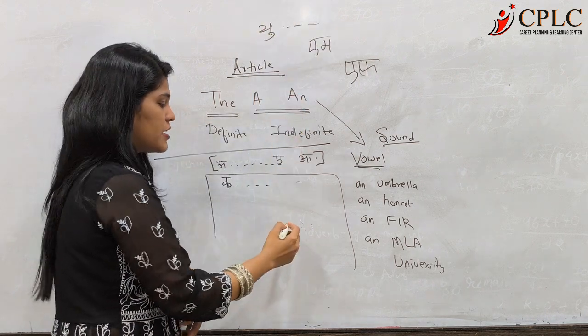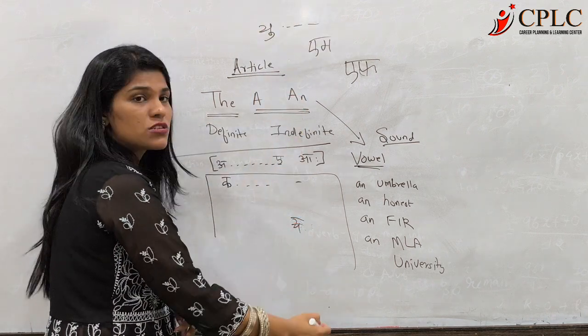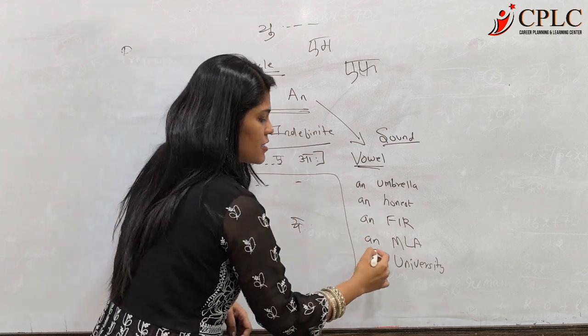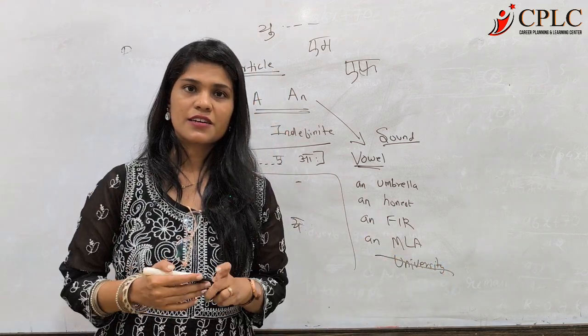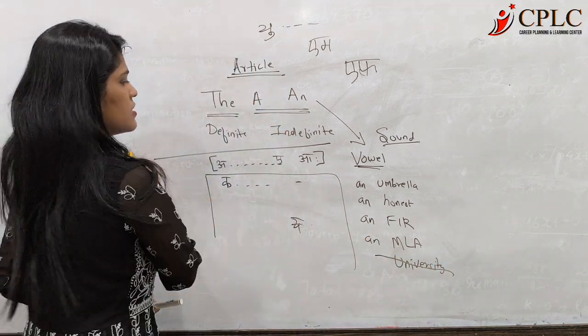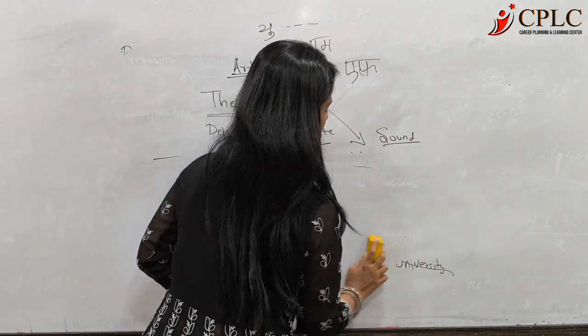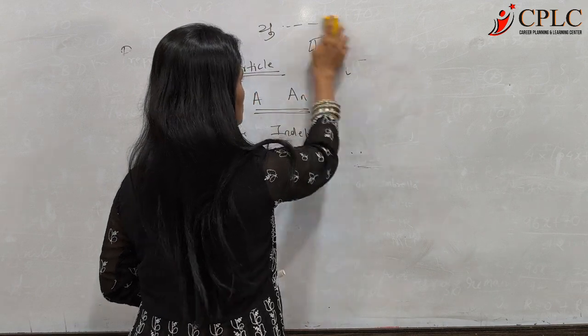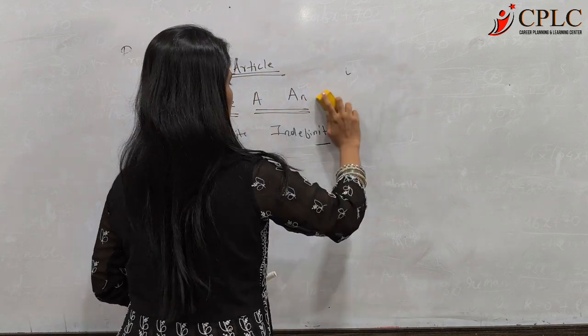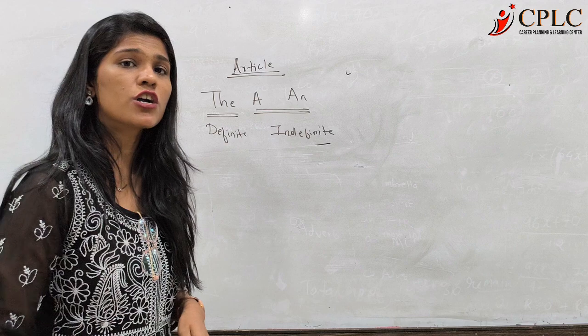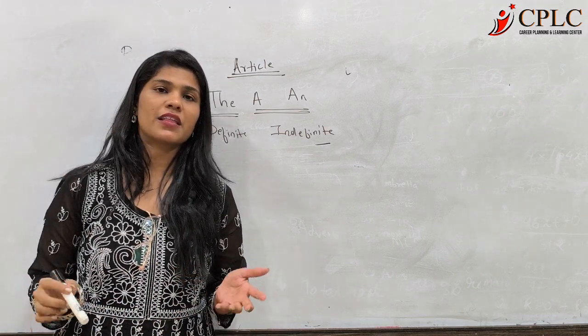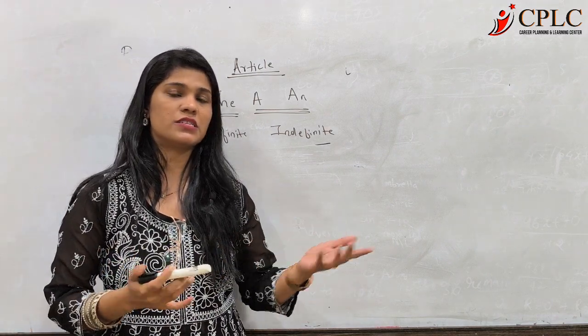यूनिवर्सिटी, 'य' आया, कहीं पे तो इधर आता है, कॉन्सोनेंट्स में आता है, और नहीं आता तो ये नहीं आएगा इधर। Is this clear? Yes. Okay.